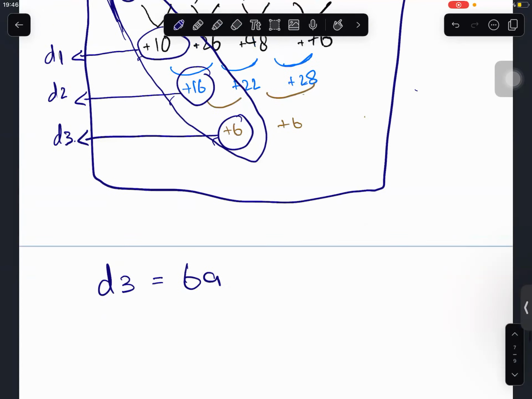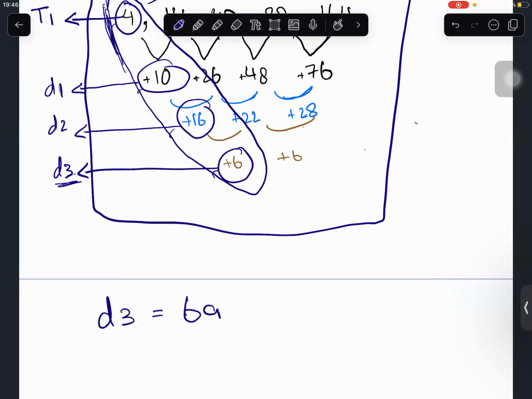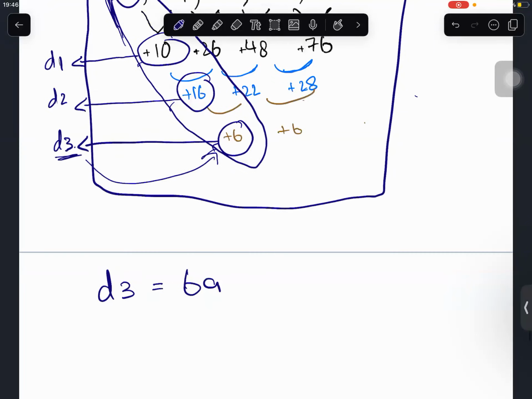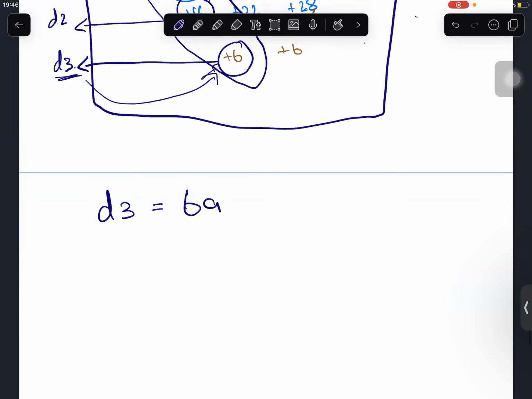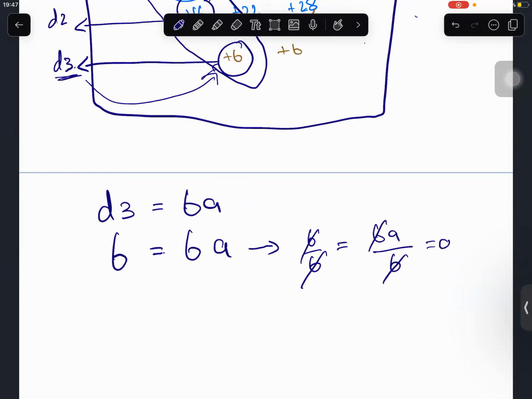Now, the value of D3 is 6, right? We just discussed. So you just plug in 6 here. 6 is equal to 6 times a. You divide by 6 on both sides. 6 by 6 is equal to 6a by 6. This will be cancelled, and you will have a equals 1. Are we good so far? Yes. It's pretty simple.